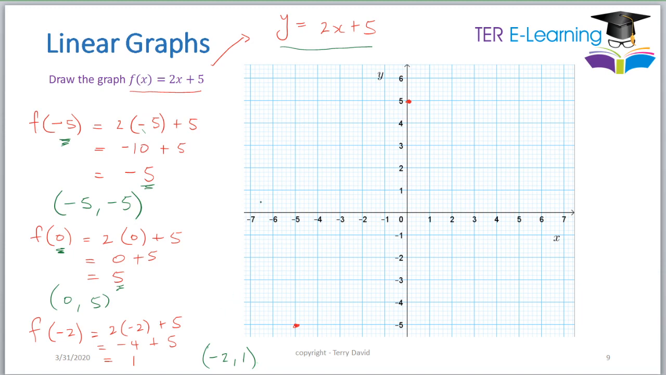Alright? So I'm using 3 points here, three coordinates, in order to plot this graph. This value here is minus 2, 1, which is this. So I have 3 coordinates. What I want to do now is draw a straight line. Give me a second.